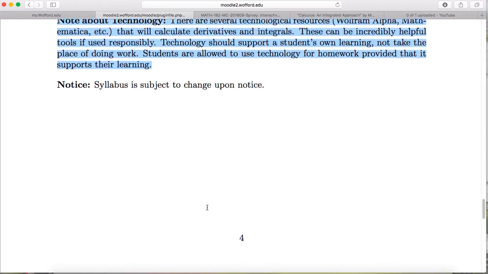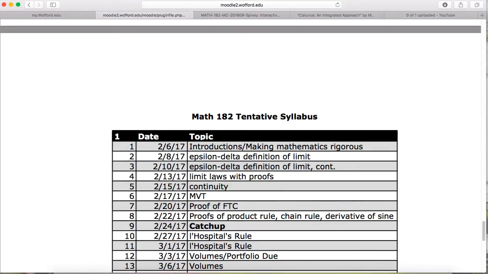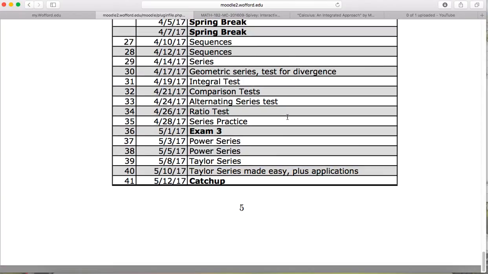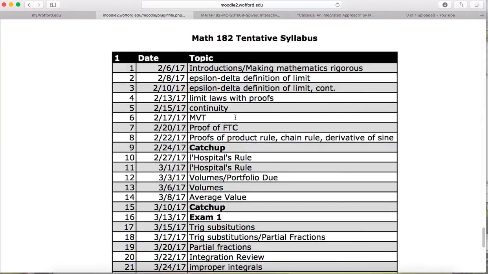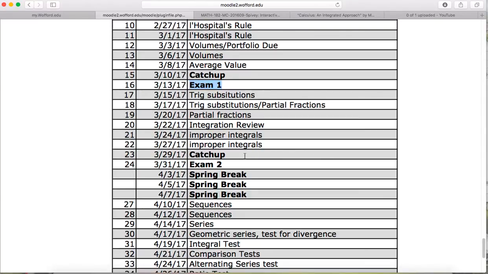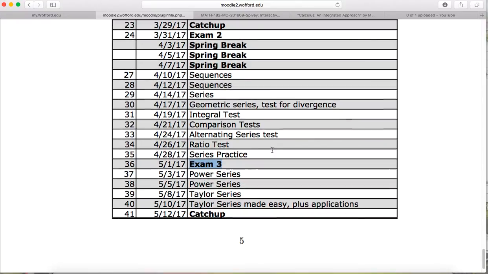All right. The last thing is just a tentative syllabus. So here are the topics that we're going to be covering in the sequence that we're going to be covering them in. This is subject to change if we get behind or we get ahead or whatever. I will say that the test dates are sort of set in stone, so you can go ahead and mark those in your calendar. They're also programmed into Moodle, so those are very unlikely to change.